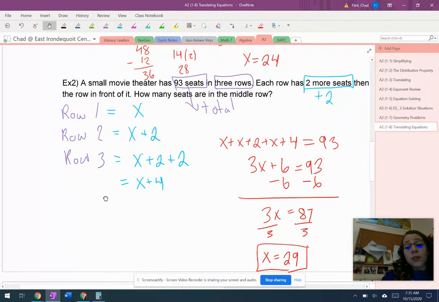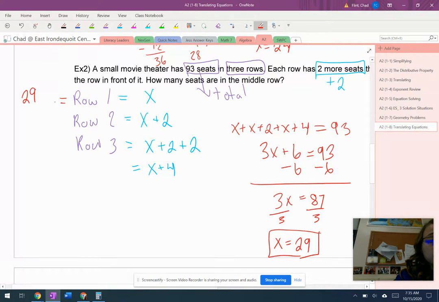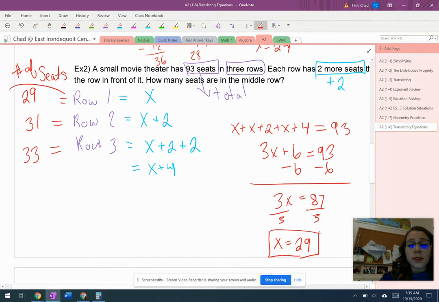And something you could do to avoid making that mistake ever is just automatically going back in and plugging it into each one. So row 1 has 29 seats. 29, 30, 31. So row 2 has 31, which is that middle row that they were looking for. 31, 32, and 33. This is the number of seats. Notice how I'm just labeling everything, being really specific about it. And row 2 is the middle row, so I'm just going to make an answer sentence.